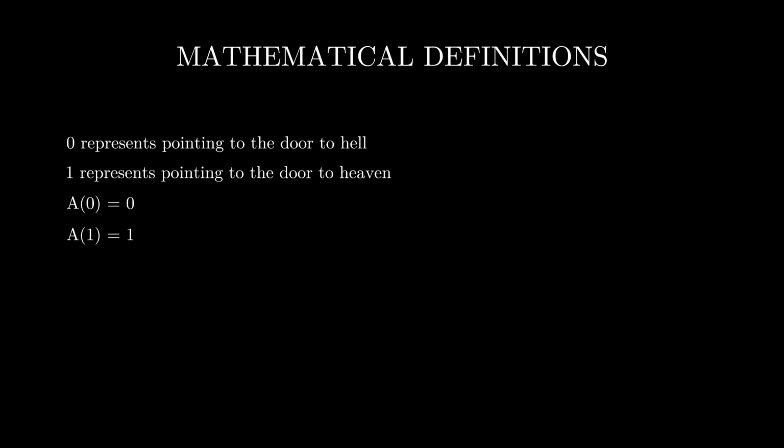Now we define two mathematical functions, the first one being for the angel. So the angel, if the correct answer is the door to hell, will actually point to the door to hell. And if the correct answer is the door to heaven, the angel will point to heaven. So A is the angel function, and then we'll also have the devil function, and the devil will always point the opposite way. So if they should be pointing to hell, then the devil will point to heaven. And if the devil should be pointing to heaven, it will point to hell. And you will notice that the devil function is a logical negation, and that's going to be really important.